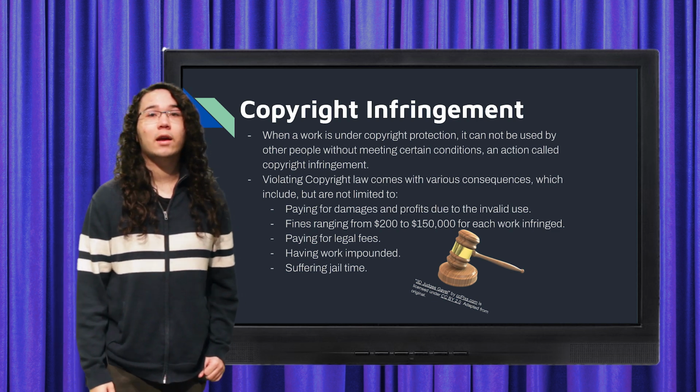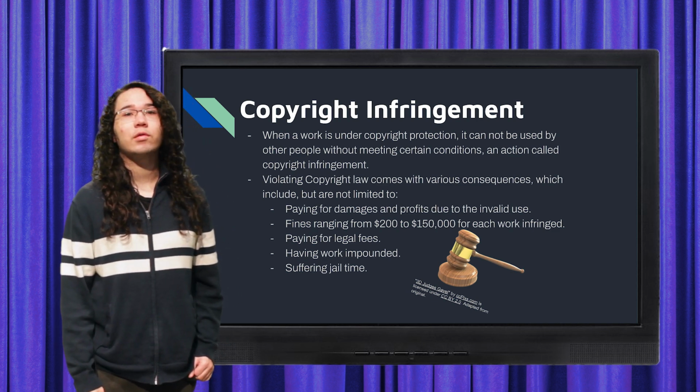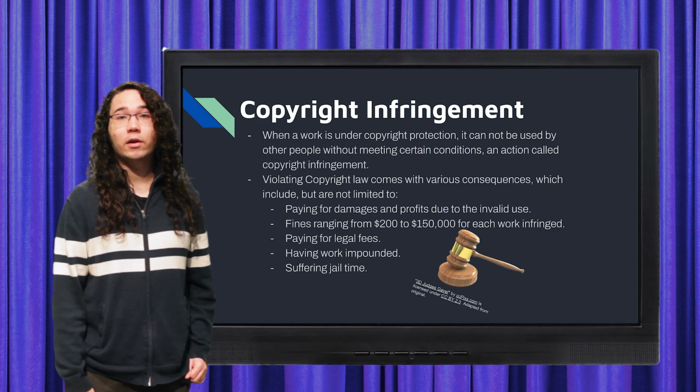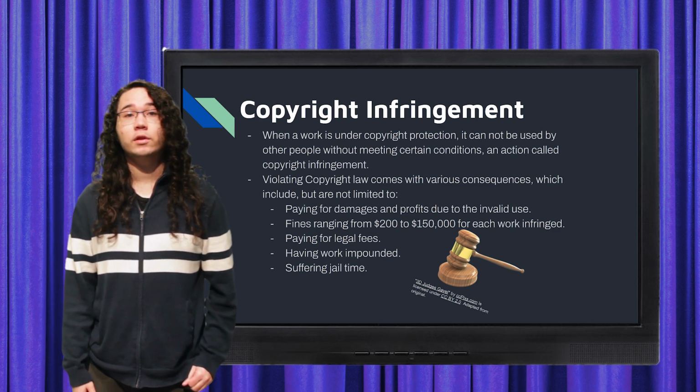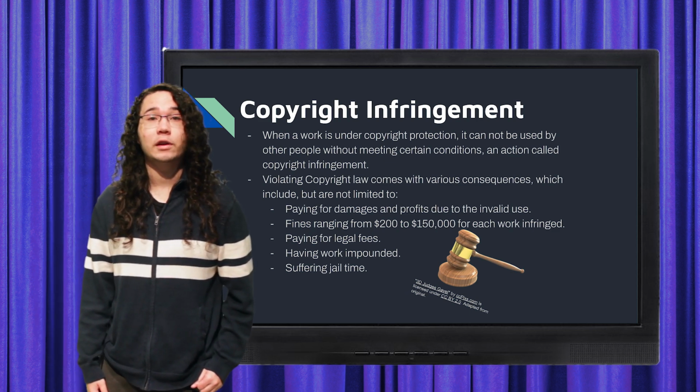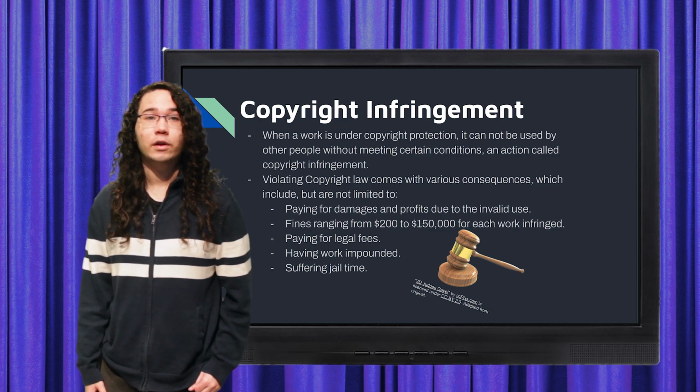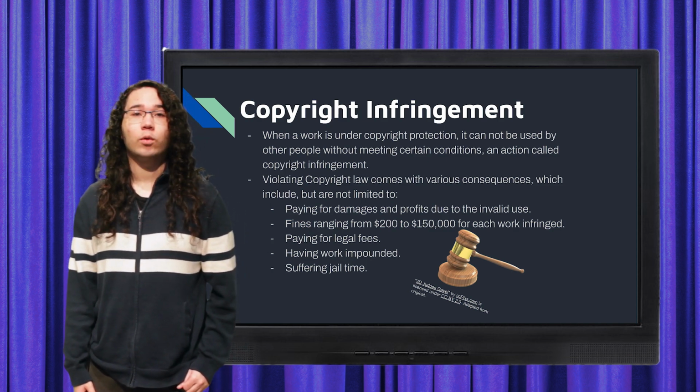Committing copyright infringement can cause the violator to face one or more of the following penalties: paying for damages and profits due to the invalid use, fines ranging from $200,000 to $150,000 for each work infringed, paying for legal fees, having work impounded, and or suffering jail time.